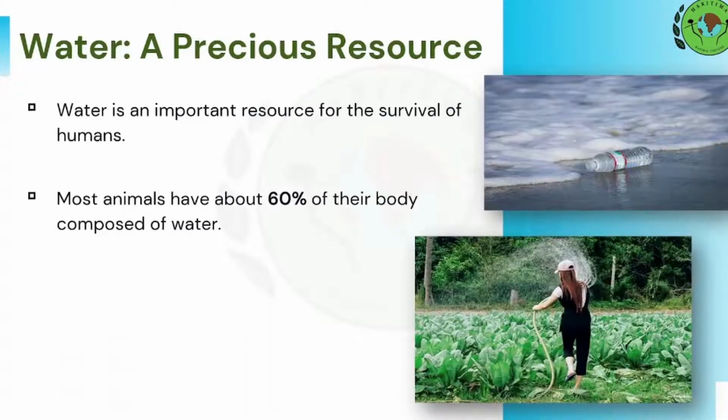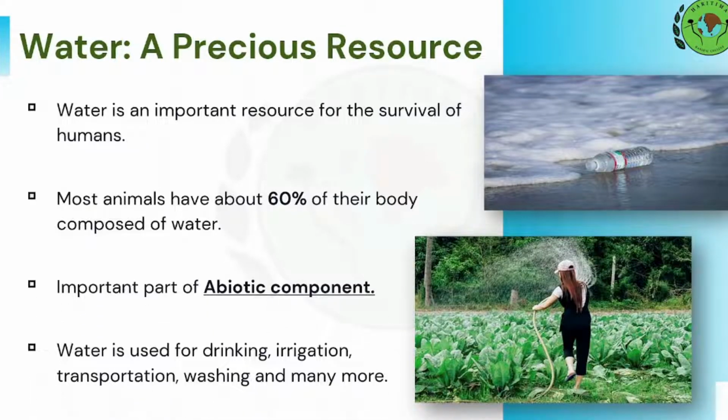Now, we're aware of the importance of water as a resource. It is an important part of the abiotic component, and most animals have about 60% of their body composed of water. Apart from this, we're also familiar with the uses of water, some of which are drinking, irrigation, transportation, washing, and many more. So without any further ado, let's move on to the main topic of the chapter.